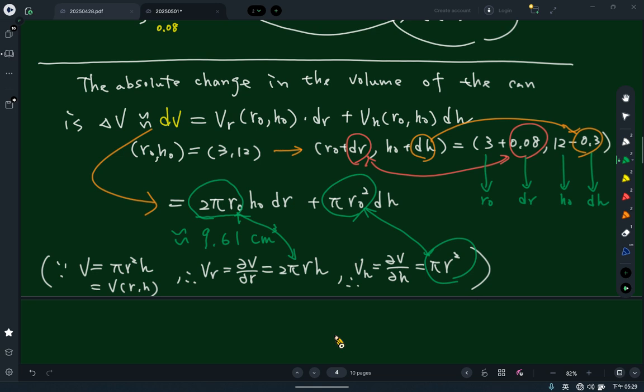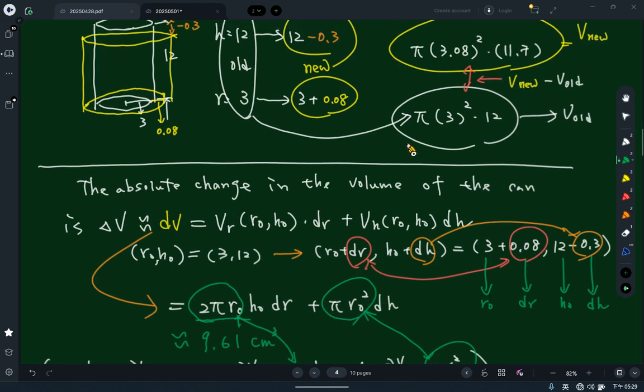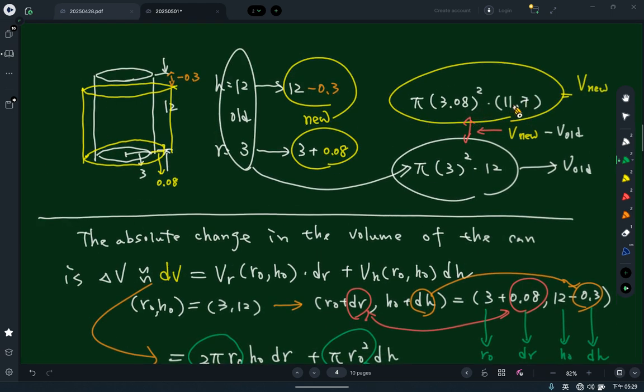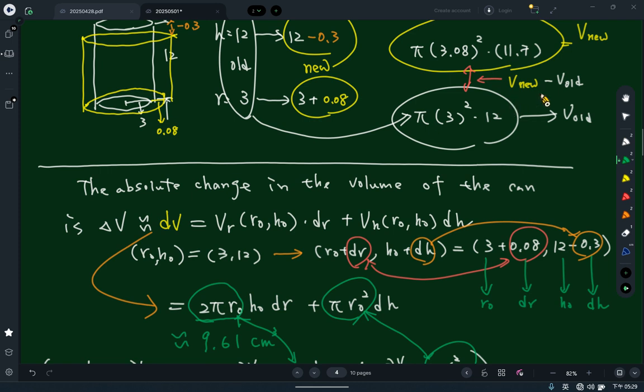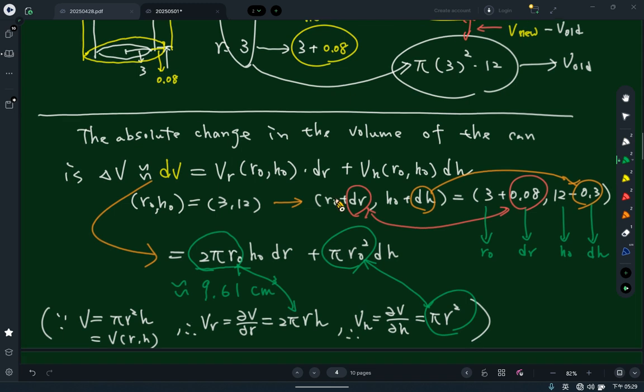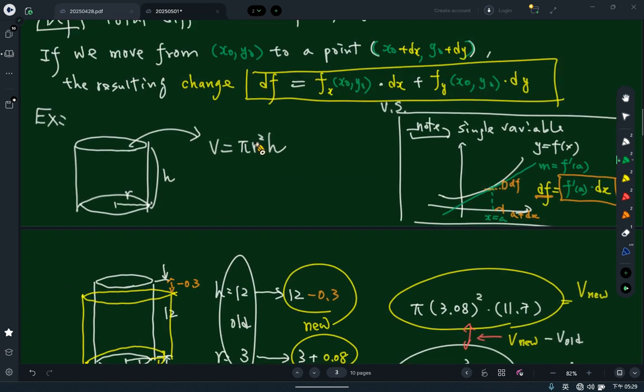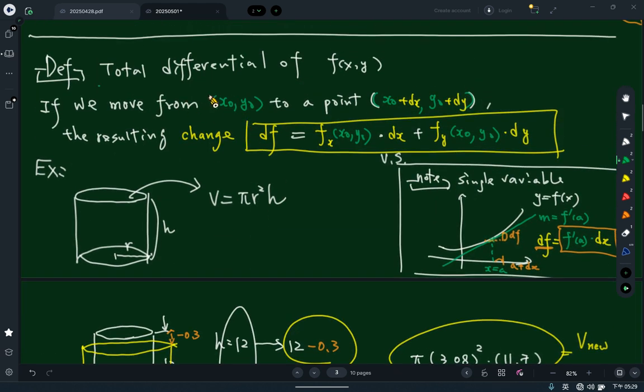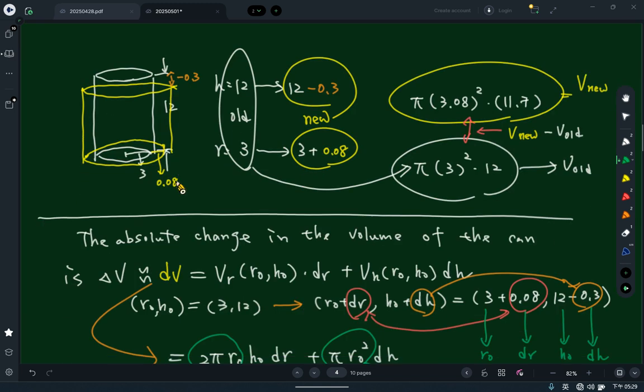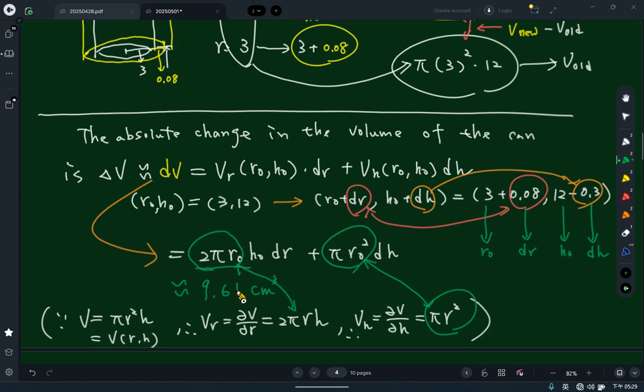Okay, so that means you can see originally we need to calculate this for new. This is for old. Then try to get its difference. But right now we have another solution. We can use the total differential. We call it total differential. This is the total differential to calculate its approximated change. Then the result is the next one. Okay, so this is about this section.